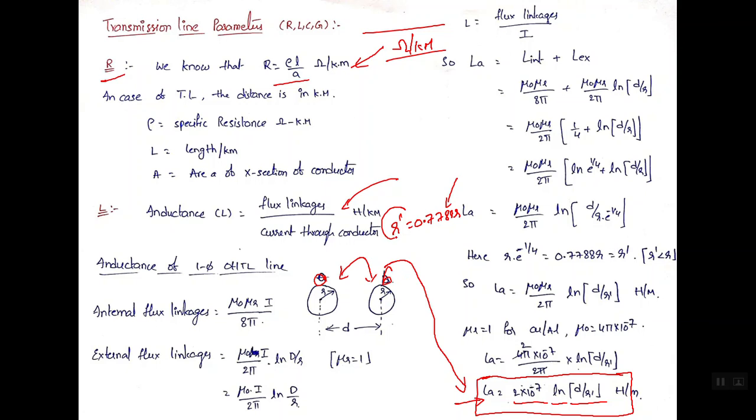Here r dash is nothing but the effective radius, friends. Here d is nothing but the spacing between the conductors. You have to remember only this. And r dash is equal to 0.7788 r. How did it come? You can go through these derivations.